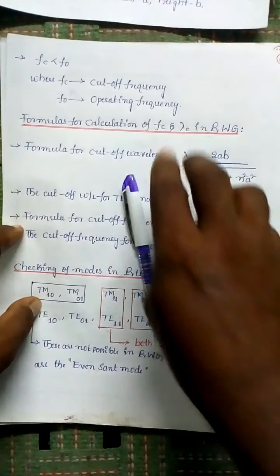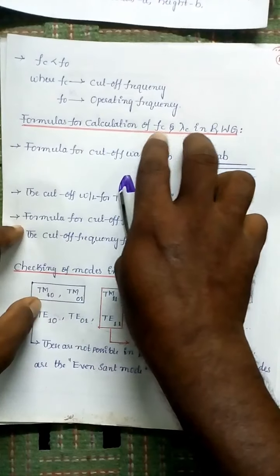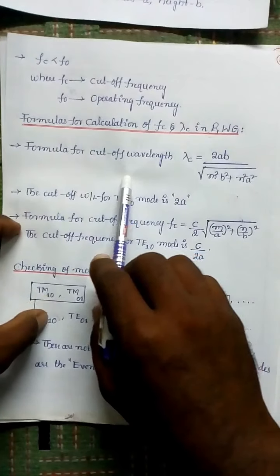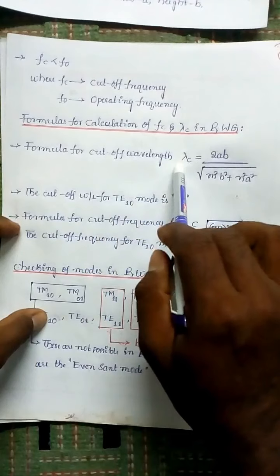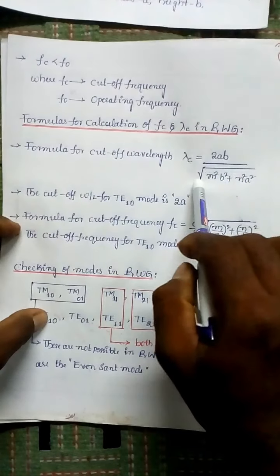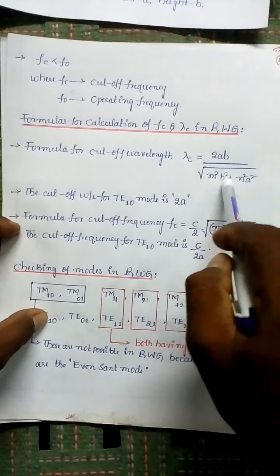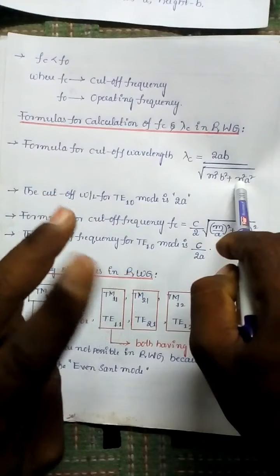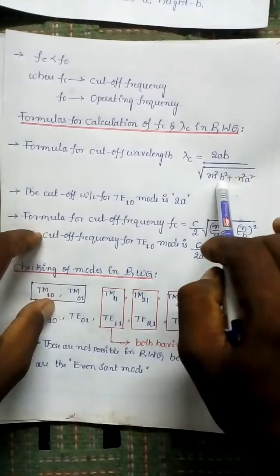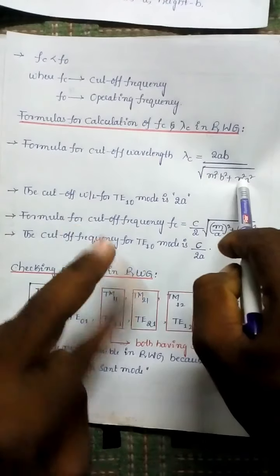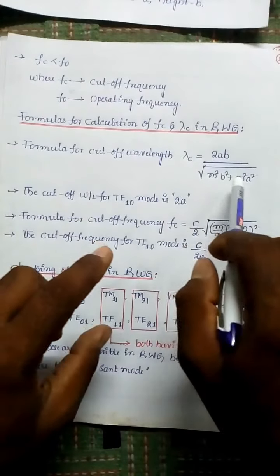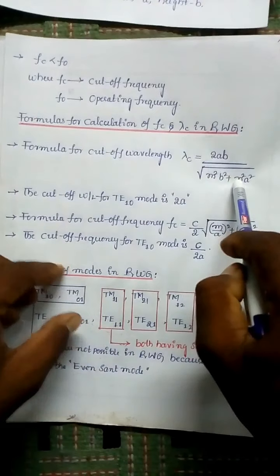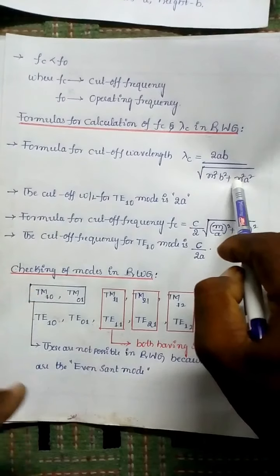The formula for the cutoff wavelength is lambda c equals 2ab divided by the square root of m squared b squared plus n squared a squared. Already you know m and n are the mode indices. Next, a and b are the notation for the rectangular waveguide: the width is a and the height is b, as already discussed in the structure of the rectangular waveguide.